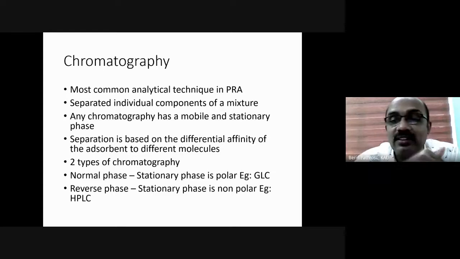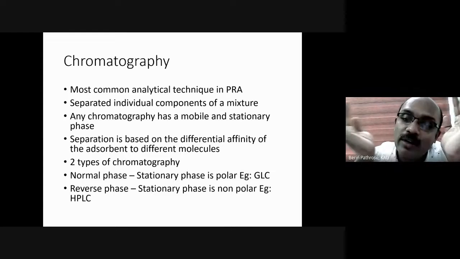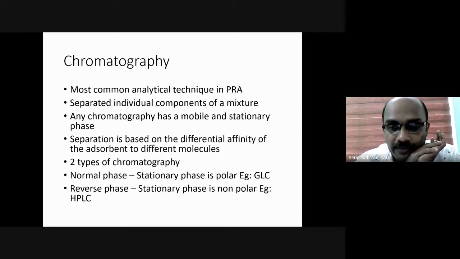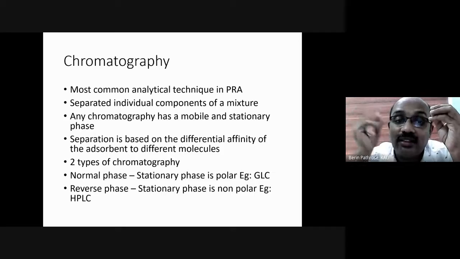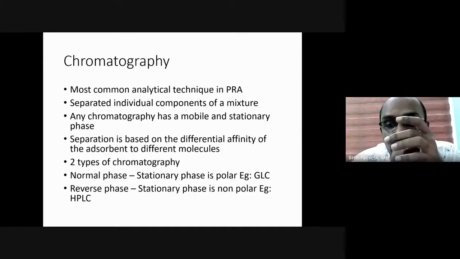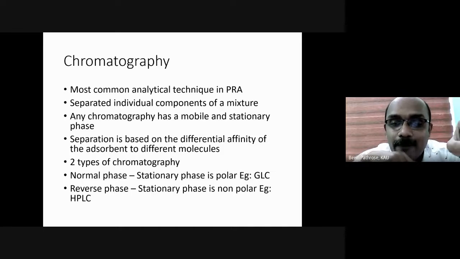Whereas in reverse phase, it's exactly opposite. The mobile phase is polar, while the stationary phase is non-polar. So if you are taking a normal phase chromatography, and if your compound is polar, that polar compound will get adsorbed onto the stationary phase, while the mobile phase which we are using is a non-polar one. The first thing to come out, we call it as eluting out.